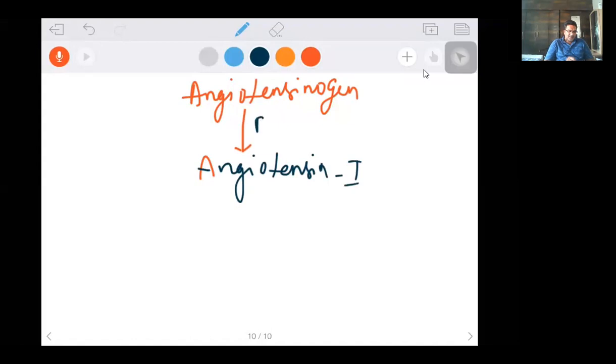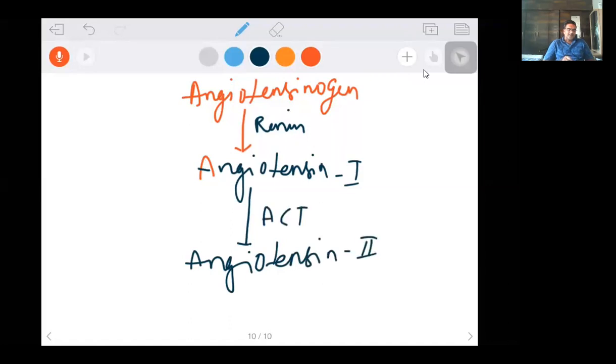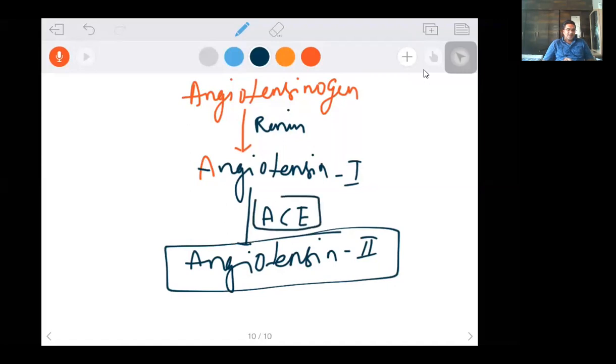So who converts that particular angiotensin 1? Angiotensinogen from the liver is converted to angiotensin 1 by renin. Renin, do you know renin? Who is renin? It is from the juxtaglomerular cell. Then angiotensin 1 is converted into angiotensin 2 with the help of angiotensin converting enzyme. So angiotensin 2 is formed from angiotensin 1 by angiotensin converting enzyme.